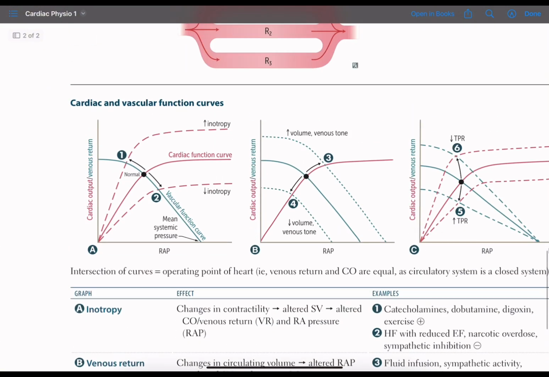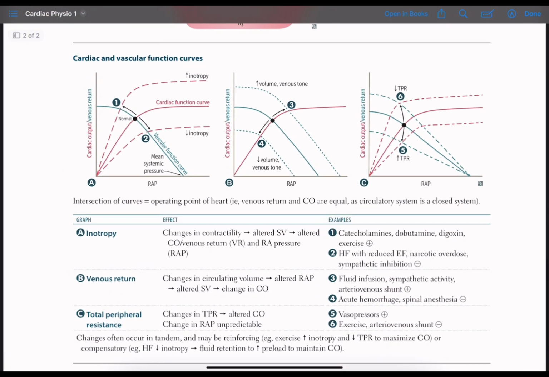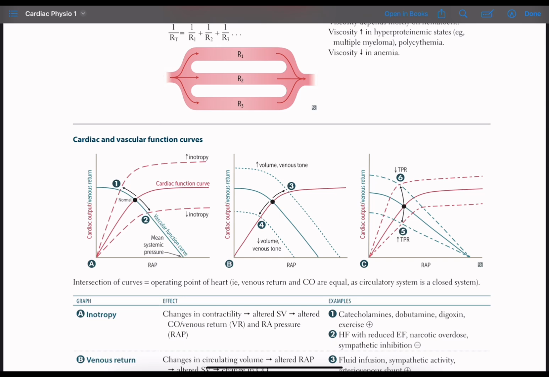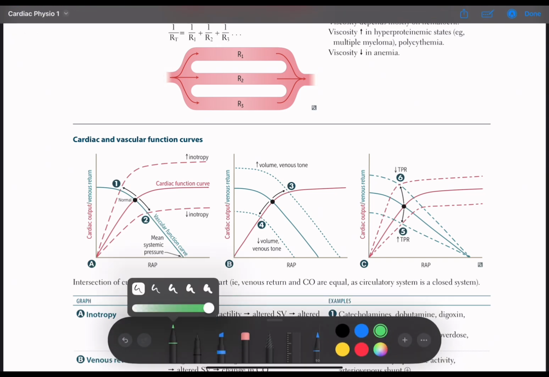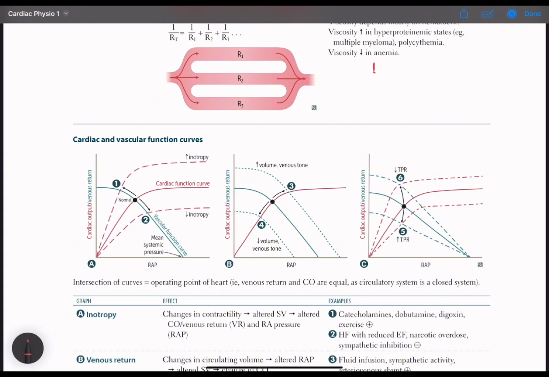Then we have another curve known as vascular function curves. In vascular function curves we have a relationship between venous return on the y-axis and right atrial pressure on the x-axis. So the curve is somewhat like this. We have a decline in this venous return curve, and the point at which it meets the right atrial pressure axis is known as the mean systemic filling pressure.